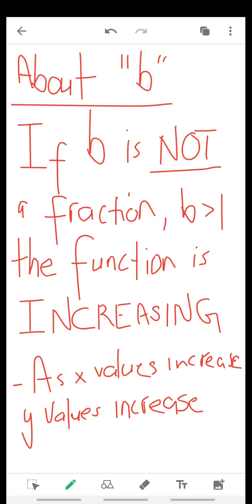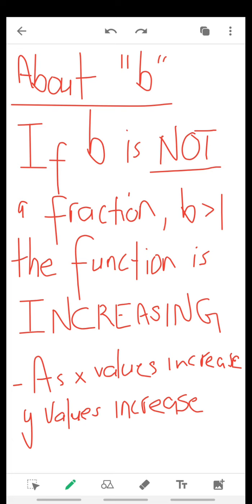Now, let's come to b. What did we say about b? We said b will tell us whether a function will increase or decrease. So, how do we determine that? If b is not a fraction or a decimal, then this is how we write it in math. We say b will be bigger than 1, but not including 1. And it will not be a fraction, and as a result, the function will be an increasing function. The function is increasing if b is not a fraction. I hope I'm very clear on that one.